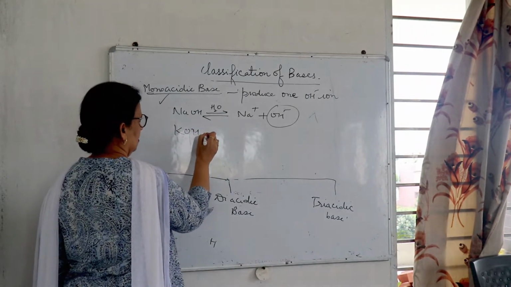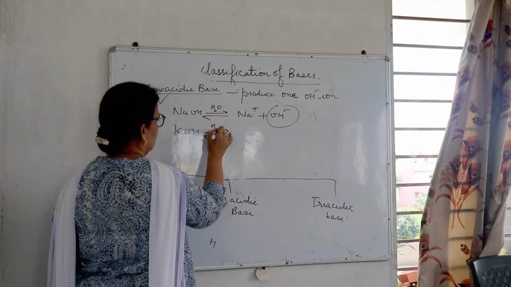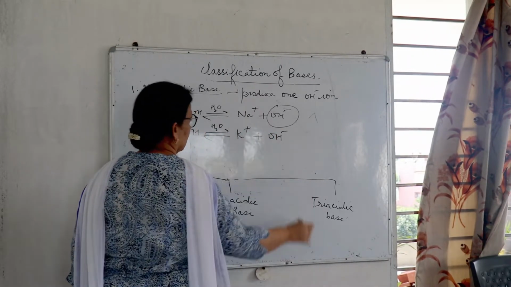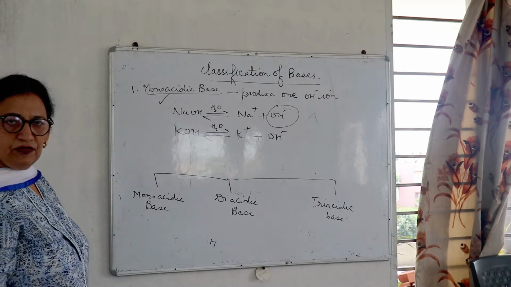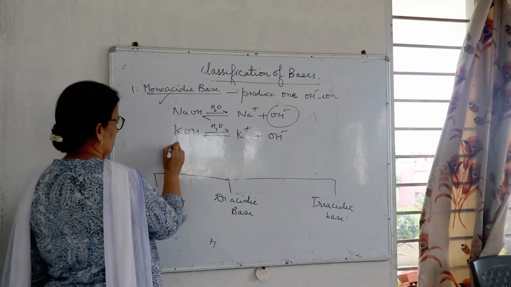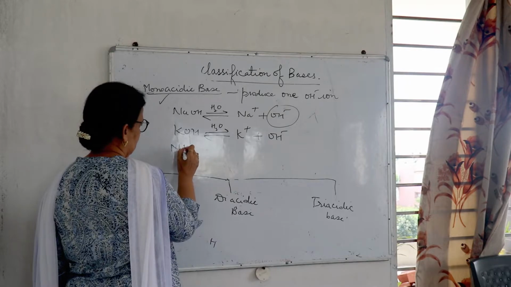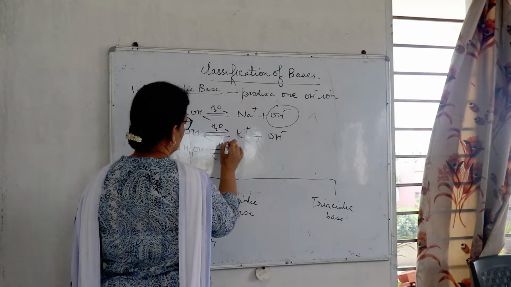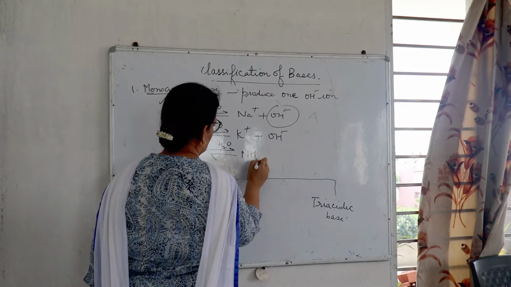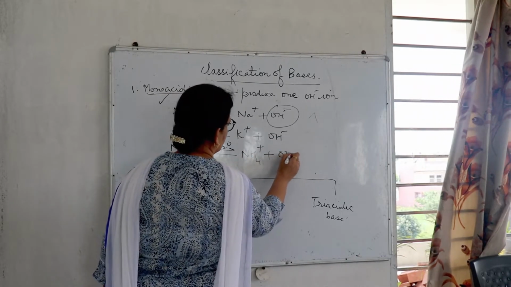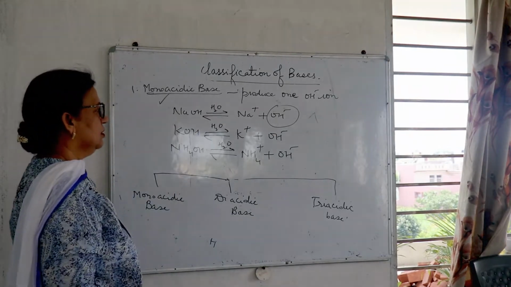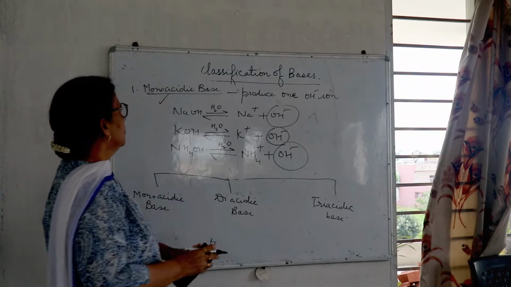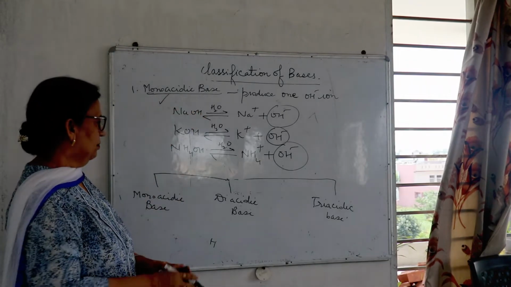KOH when dissolved in water gives K+ and OH-. This is also giving only one hydroxyl ion, so this is a monoacidic base. NH4OH when dissolved in water gives ammonium ion plus OH- ion. So these three are giving only one hydroxyl ion, so they are monoacidic bases.